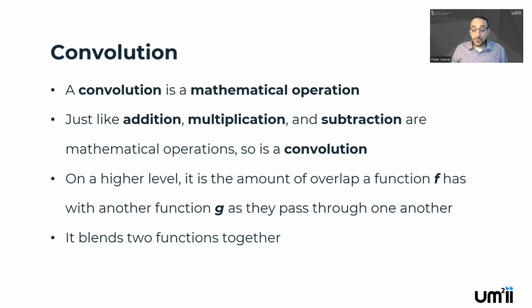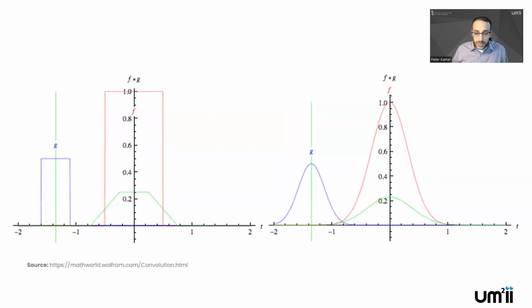And this is a mathematical operation that can be performed between two sets of numbers, two matrices, two functions. On a higher level, it's the amount of overlap two functions have when they pass through one another. We'll take a look at a diagram on the next slide that'll explain that a little bit better. But essentially, it's blending two functions together and showing us how much overlap they have with one another. Okay, so let's take a look at this diagram here.